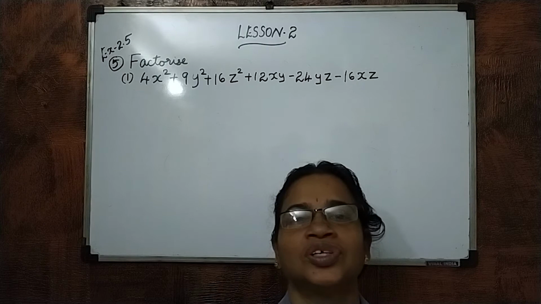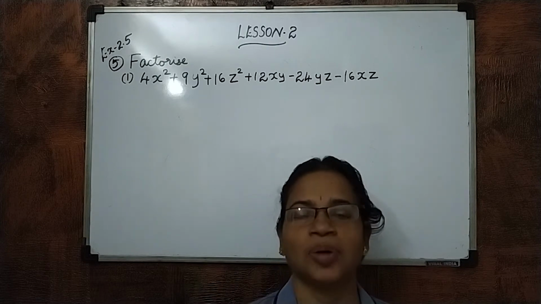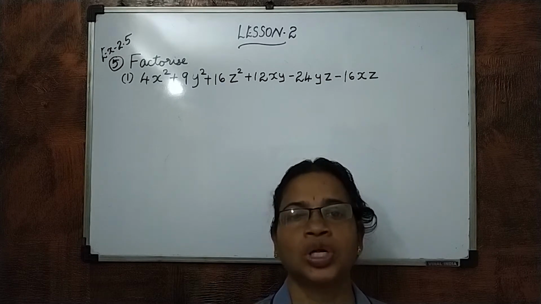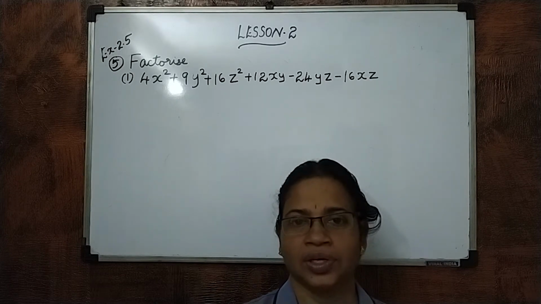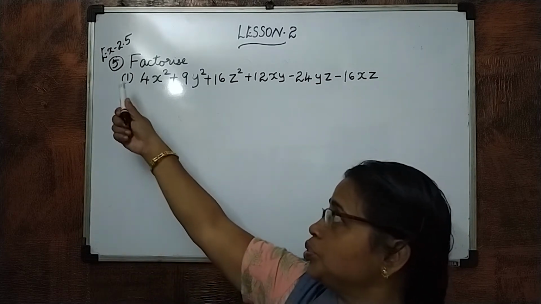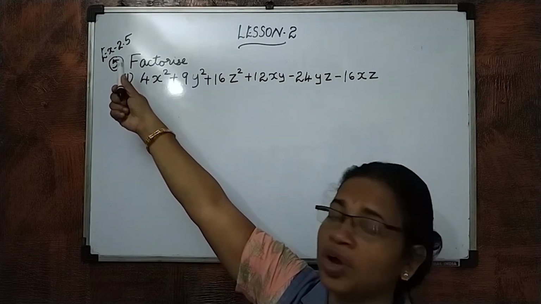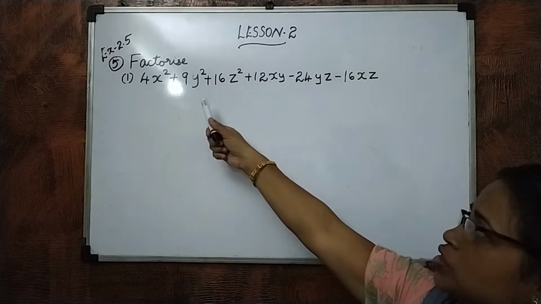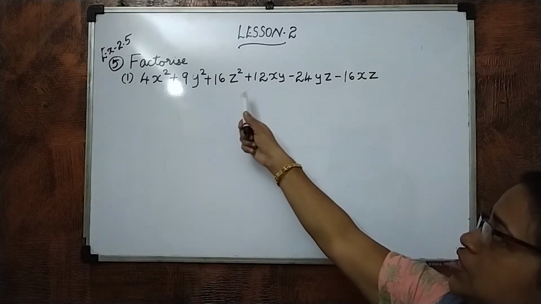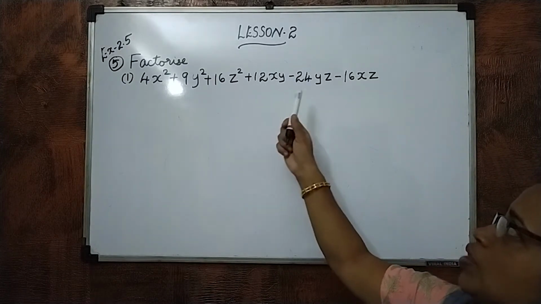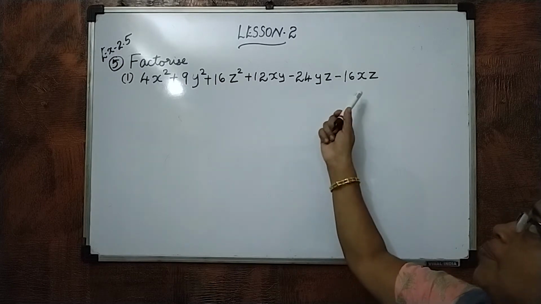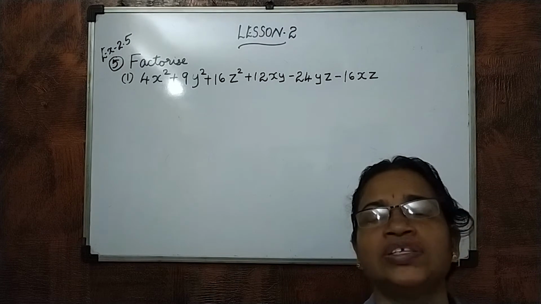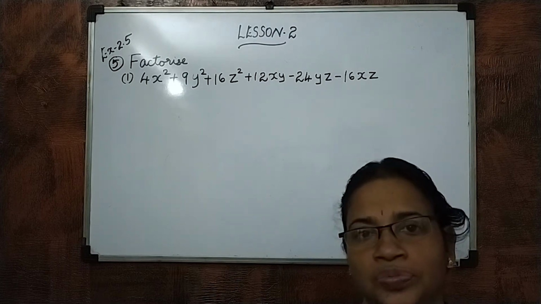Good morning. Today we are going to discuss the factorization of polynomials using suitable identities. Now we are going to do the fifth question of exercise 2.5, the first one: 4x square plus 9y square plus 16z square plus 12xy minus 24yz minus 16xz. How will you find out which identity we have to use?